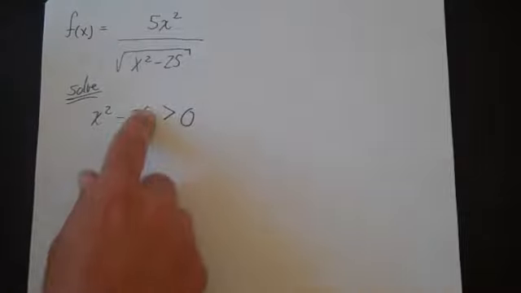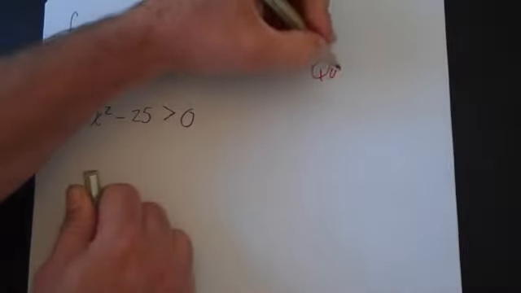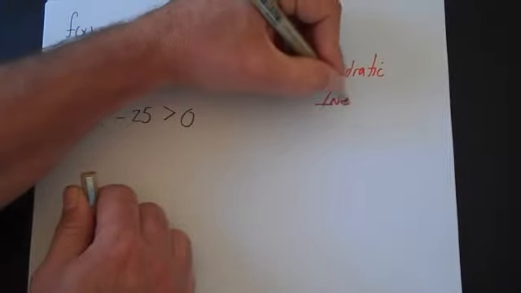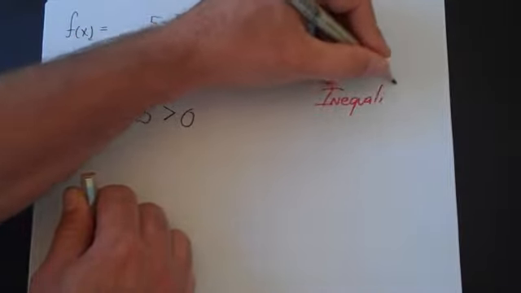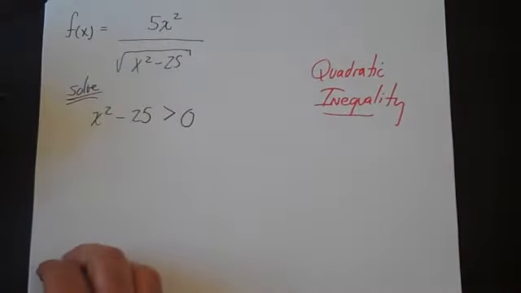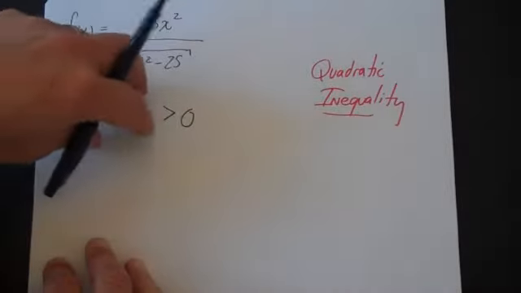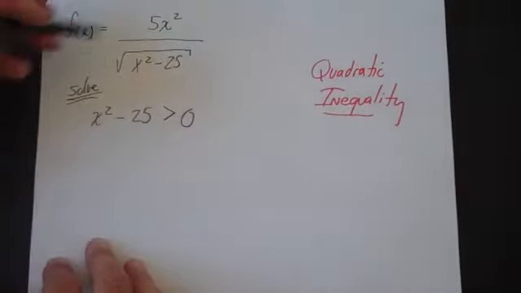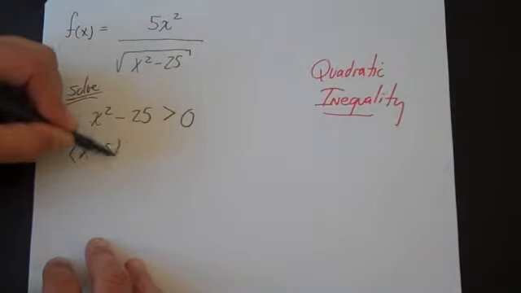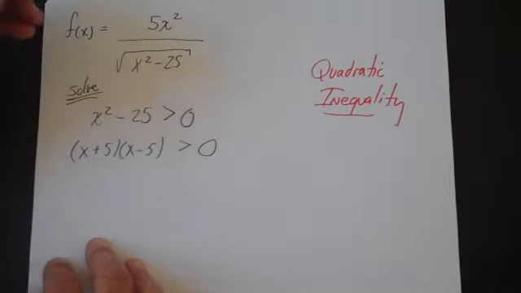Now the problem with this is what's called a quadratic inequality. We'll go over it now, but there are 2 videos on how to solve quadratic inequalities that you can watch. The basic idea is to first get everything on one side equal to 0 and then factor it. This is going to factor to x plus 5 times x minus 5 is greater than 0.